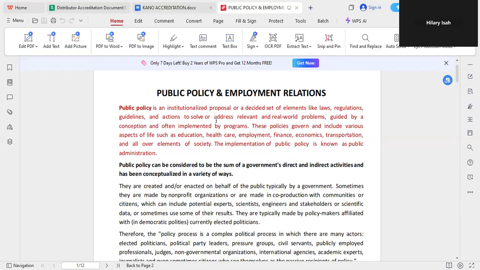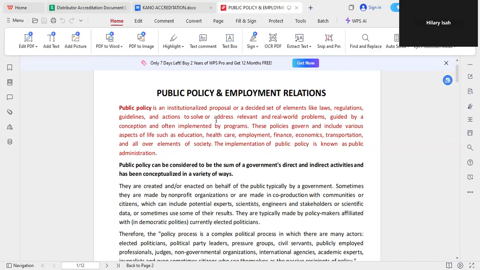And we said these policies govern and include various aspects such as education. It could be policies for healthcare, policies for employment, policies for financial management, policies for economics, policies for transportation, and what have you. So all of these things are policies and systems that are used to manage and govern. So this is what we call public policy.